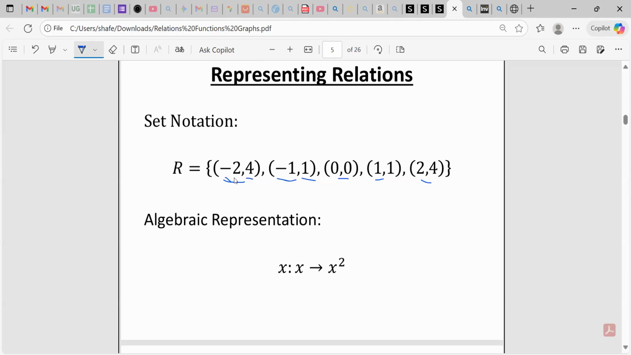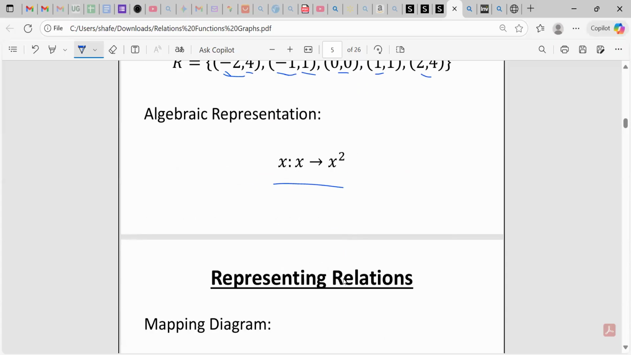If you take -2 and you square it, you get 4. You take -1 and you square it, you get 1. 0 you square it, you get 0. 1 you square it, you get 1. 2 you square it, you get 4, right? So that's the relationship in each pair there. One is the square of the other, right? Algebraically, this is how you write it: X is such that X maps onto X squared. Right? That's how you write that.